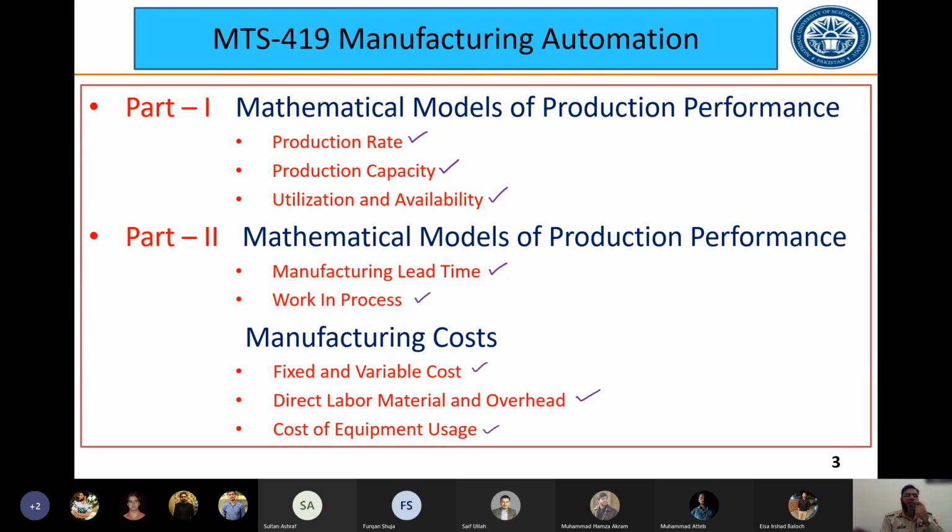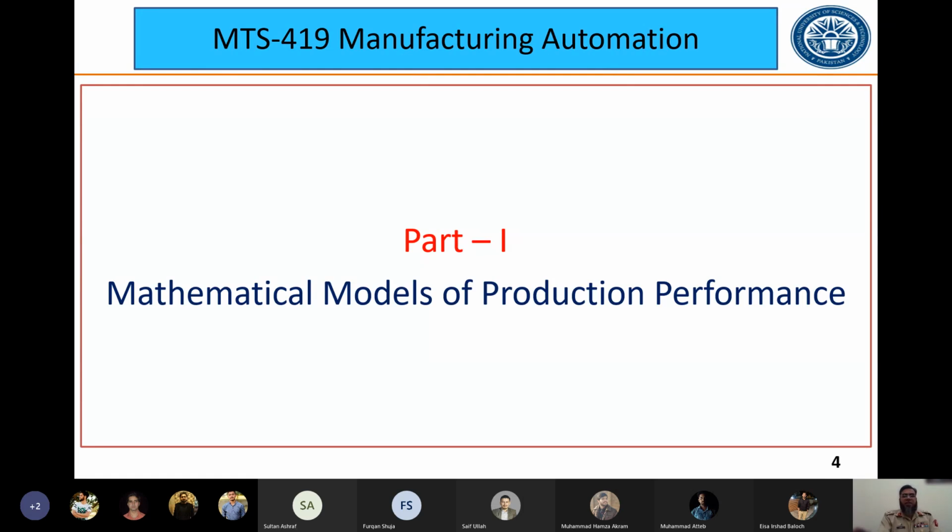So in part one, we are going to define the production rate, production capacity, utilization, and availability. And this is all in relation to the manufacturing industry, manufacturing facility. ठीक है जी? So we go with this. So mathematical models we are going to talk about of the production performance. In fact, what we are going to do today is to formulate these mathematical models, which are actually going to tell us what is the production performance of our facility. Can that be increased? Number one, how can it be calculated, and then how can it be increased? So we are going to keep discussing these during the course of the lecture.